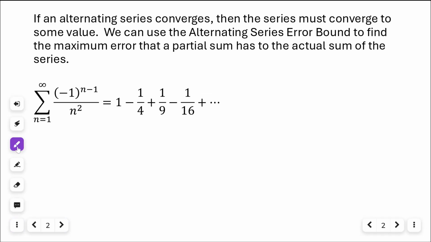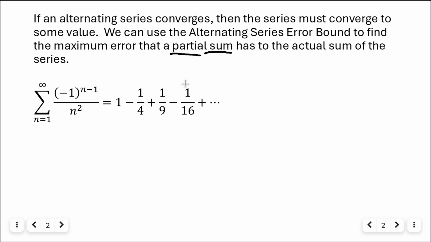So if an alternating series converges, then the series must converge to some value, right? That's what we already know. Okay, so this is an alternating series here. I listed out some terms. I could add that, subtract that, then add that, subtract that. I can do this forever, or as long as I'd want. Okay, but if I were to add, let's say, just the first four terms, that wouldn't give me the whole sum of the series. It would just give me what we call a partial sum, right? Okay, it would give me a partial sum, not the whole thing.